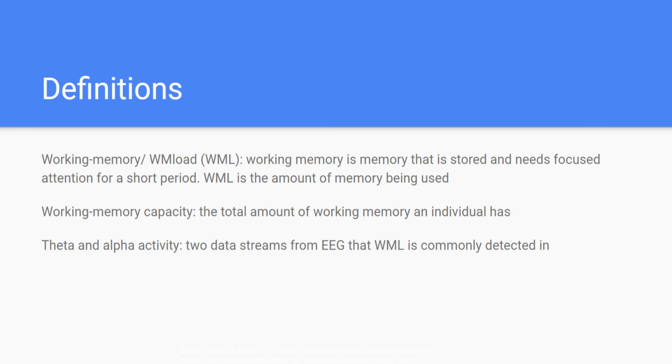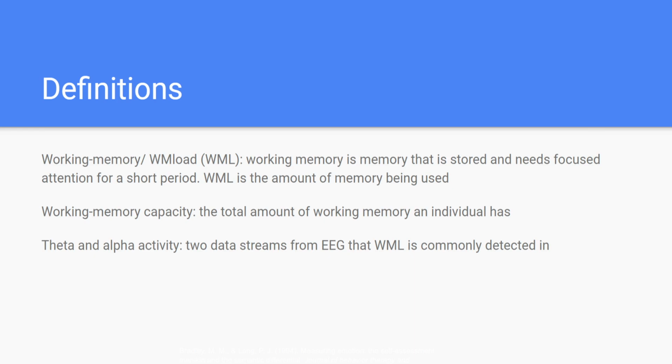People also have what's called a working memory capacity, which is the total amount of working memory an individual has. Theoretically, you cannot surpass your working memory capacity. So if your working memory load gets up to capacity, or past some certain threshold, you'd be considered at high working memory load. Then there's also low working memory load, which is something that's not very intensive and is quite easy for you to process.